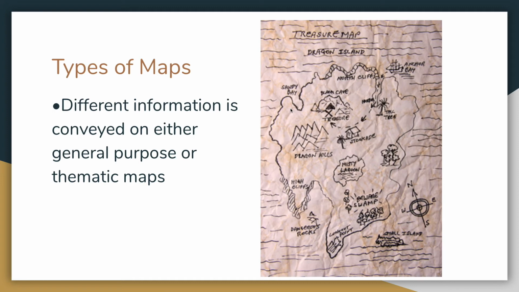Our reading progress check asks us, how do two main types of maps differ? If you go back on page 29, the two main types are general purpose and thematic. General purpose maps have more of a broad scale, showing either political or physical features, one or the other, whereas a thematic map is going to show something very, very specific.